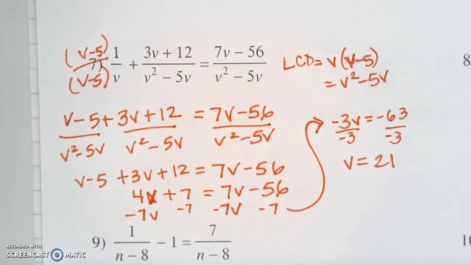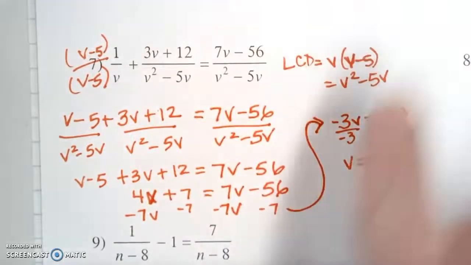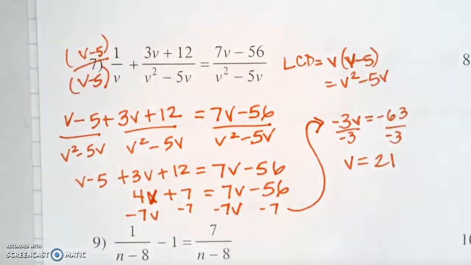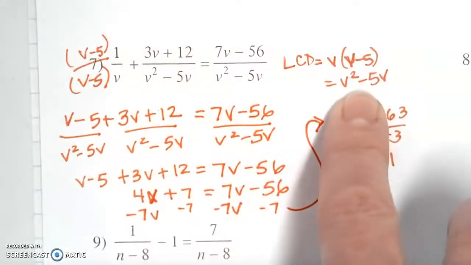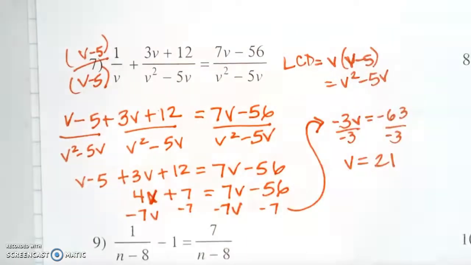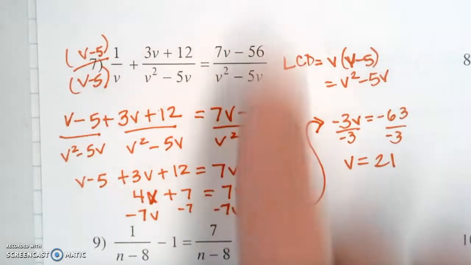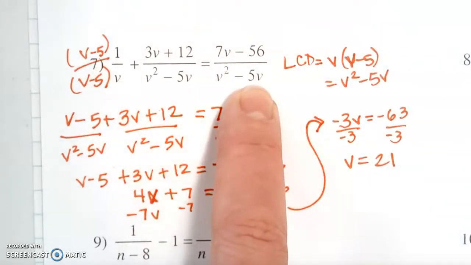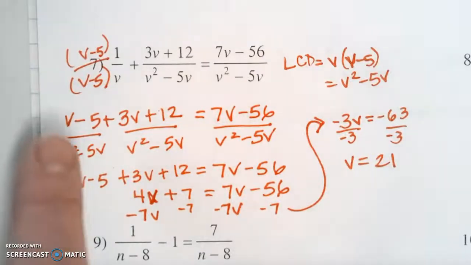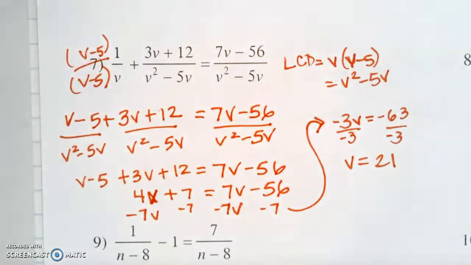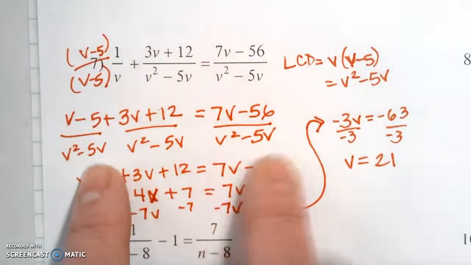All right, so the least common denominator for number 7 is v times v minus 5, which is also v squared minus 5v. So it's in factored form and distributed form, okay? So you'll either see it like this or like this. It's helpful to have it both if you can do that, okay? Why? Because you're going to notice that this expression and this expression already have the common denominator. So we only need to multiply this first expression by v minus 5 over v minus 5, okay? Then we have all the same denominator.